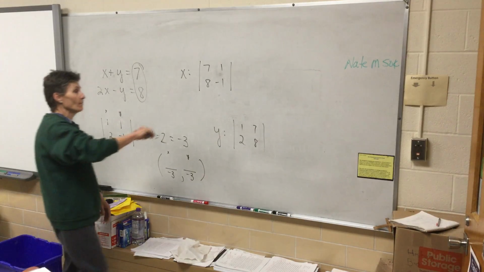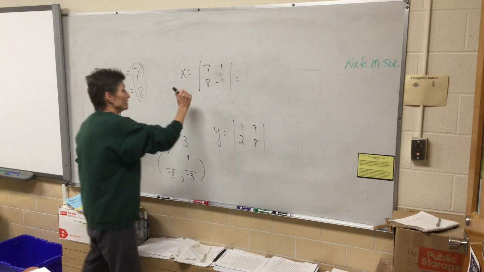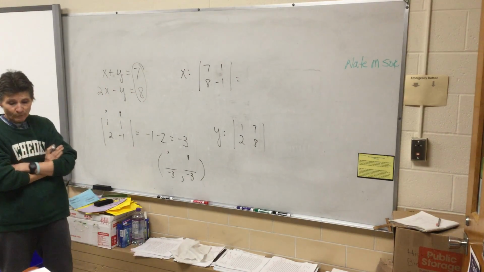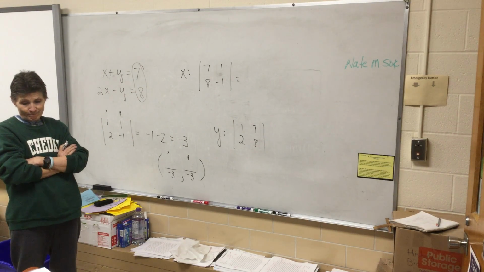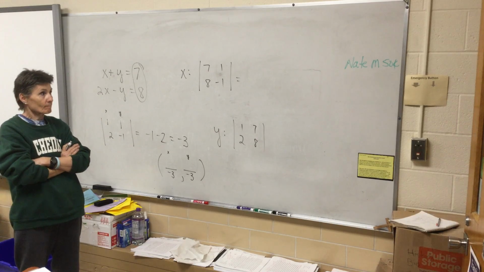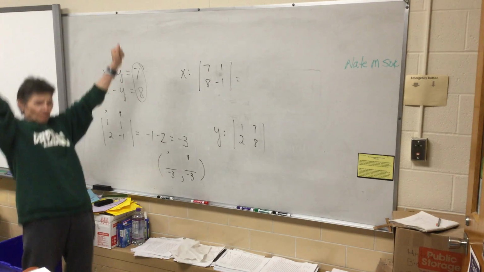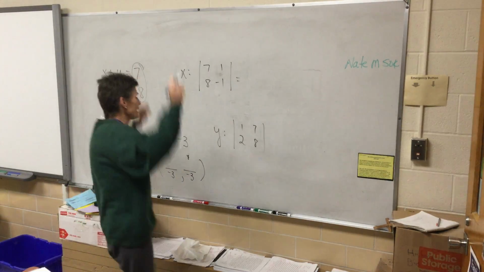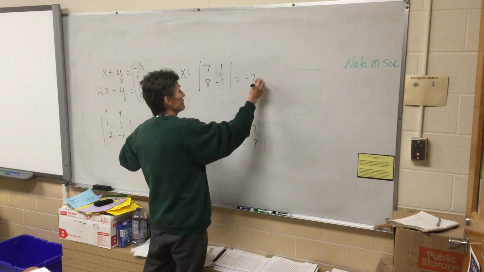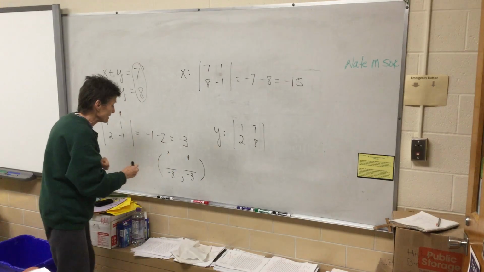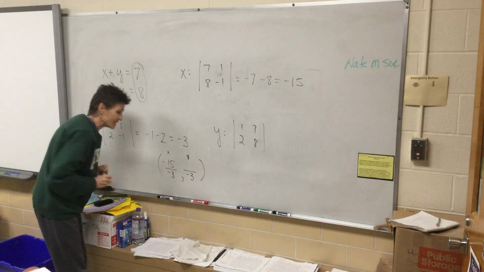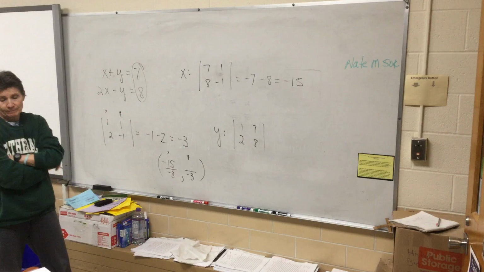All right, so here we go. What's my x numerator determinant? Can anyone tell me? Negative 15. Yes, we're getting it. It's negative 7 minus 8, negative 15. Perfect. And that's what goes in the x numerator.